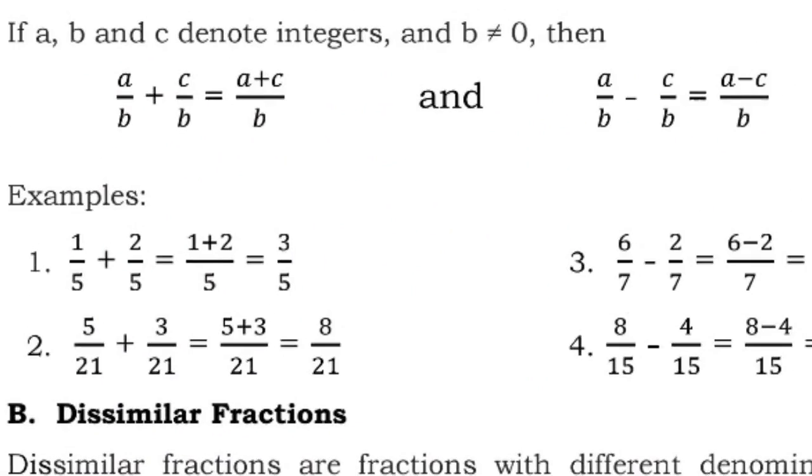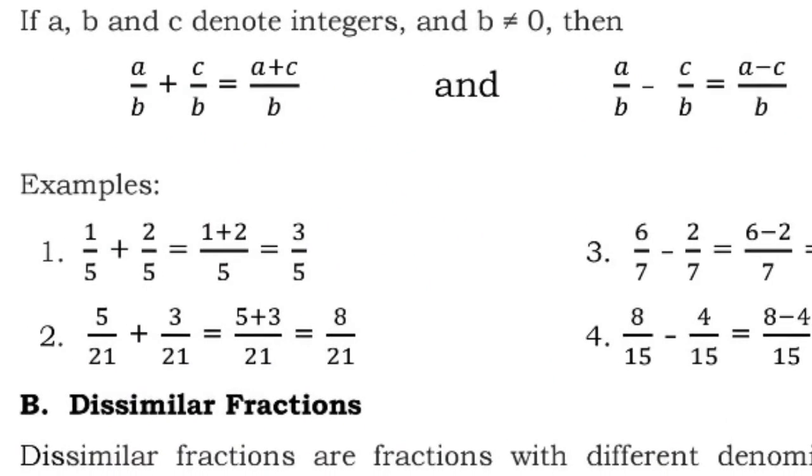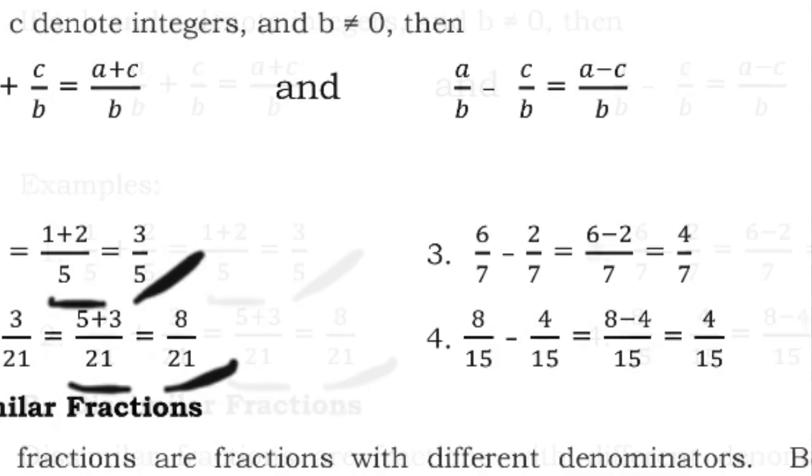So example here, number 1, 1/5 plus 2/5. These fractions are similar, so we're going to copy 5 here. Then add the numerators, 1 plus 2, that will be 3. So the answer is 3/5. Then for number 2, 5/21 plus 3/21, similar. 21 is the denominator. Then you're going to add the numerators, 5 plus 3. The answer will be 8/21.